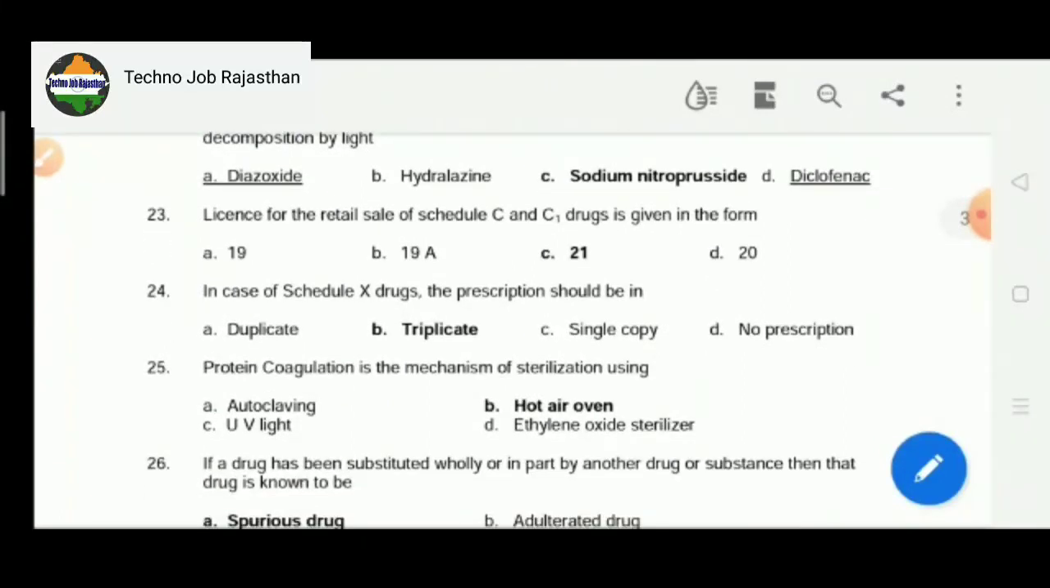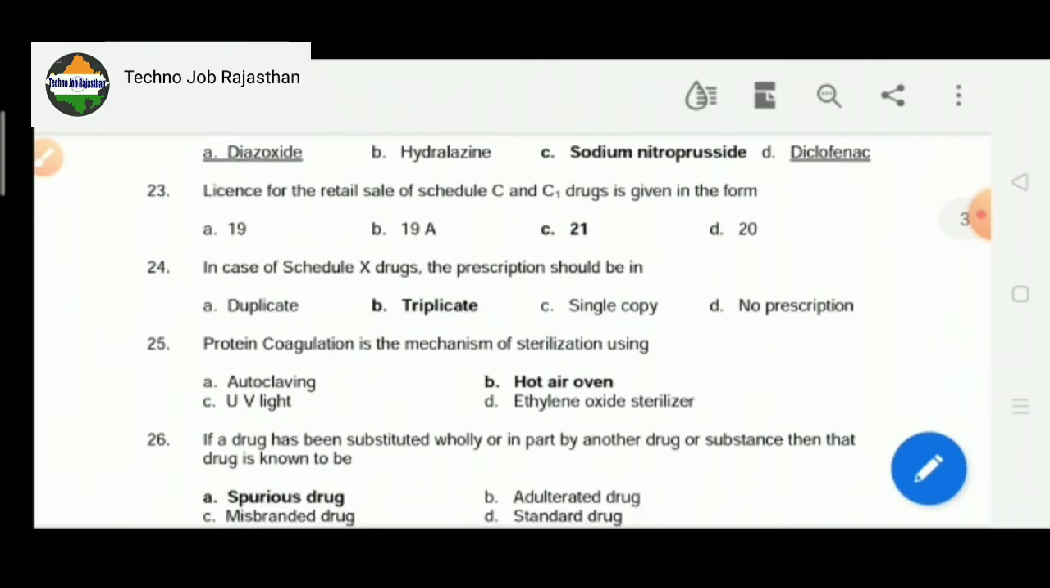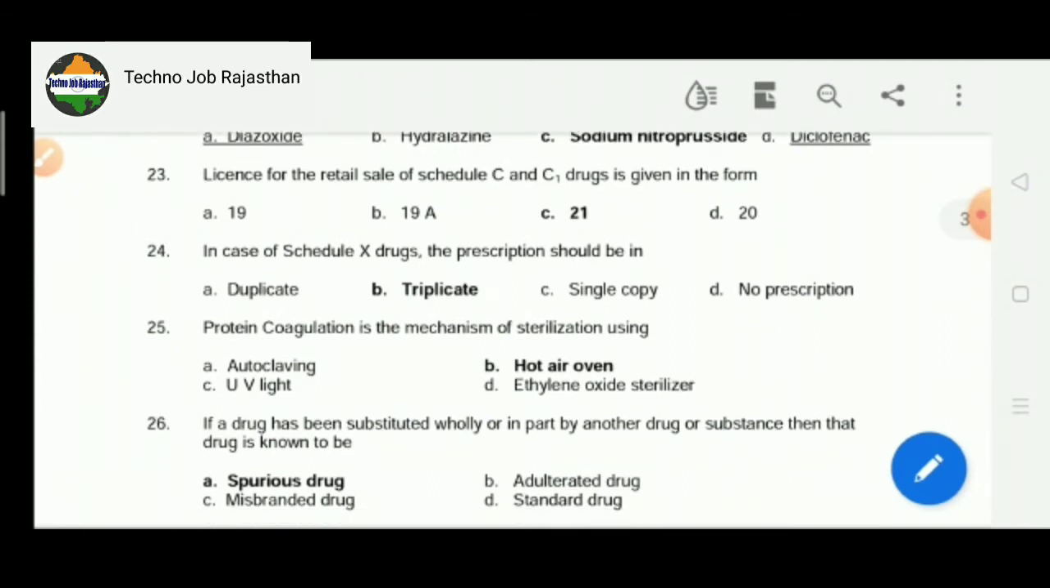Question number 23. License for the retail sale of Schedule C and C1 drugs is given in the form. Option A is 19, option B is 19A, option C is 21, and option D is 20. So the correct answer is option C, that is 21.